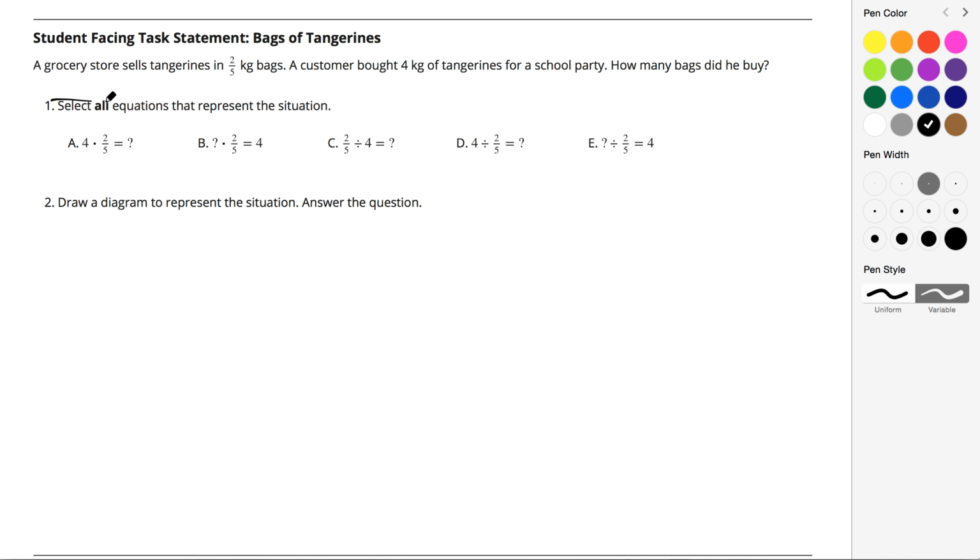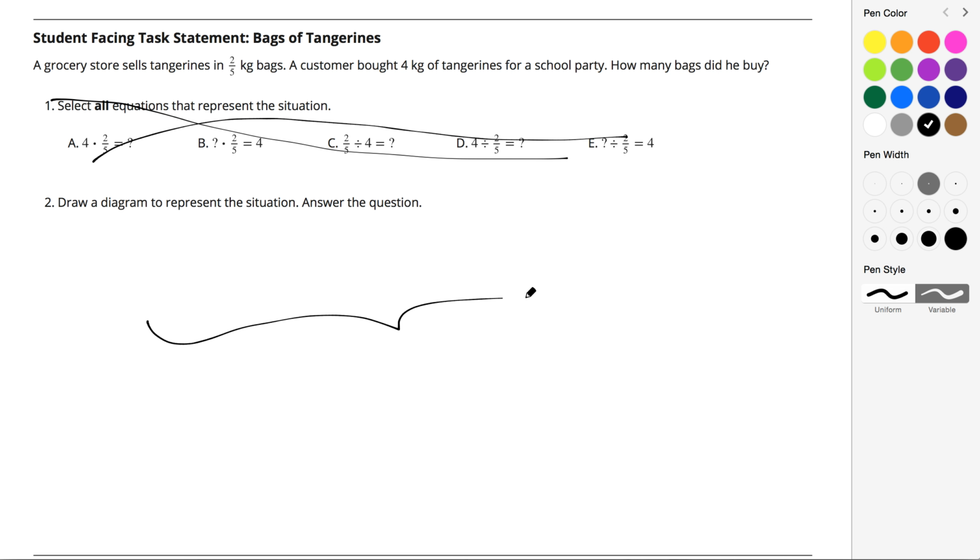Guys, we are going to skip the select this equation piece right now, but I do want us to draw a diagram to represent the situation. A grocery store sells tangerines in 2/5 kilogram bags. A customer bought 4 kilograms of tangerines. So they bought a total of 4 kilograms. And each piece is the size of 2/5.